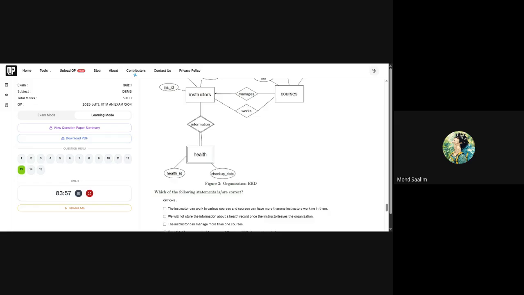Concept of weak entity set. It is not weak, na? Because it is a solid line. It's not dotted lines, right? Health information is weak. This Health is a weak entity set, right? Health is weak, yeah. But actually, is it related to instructor? Is it weak?